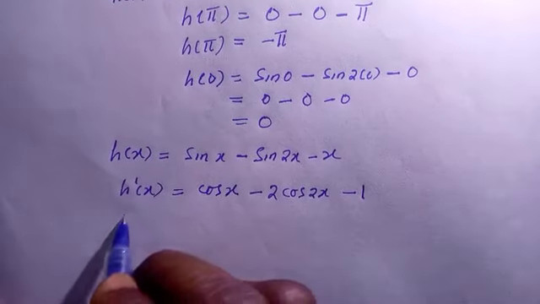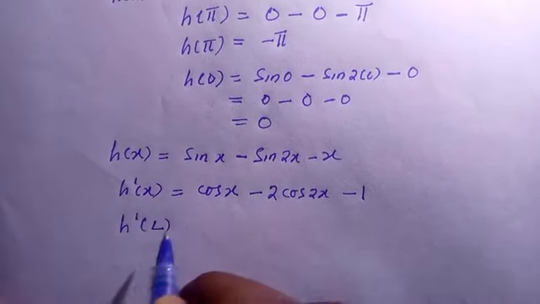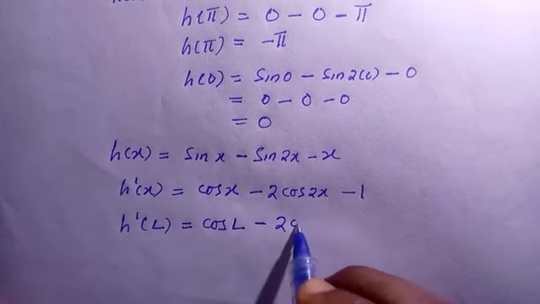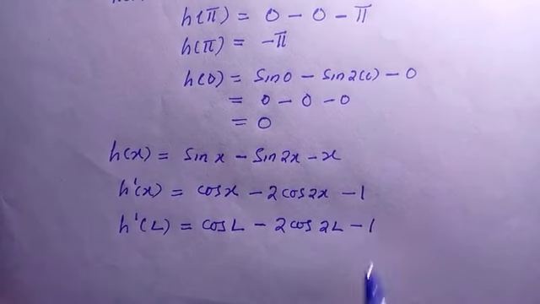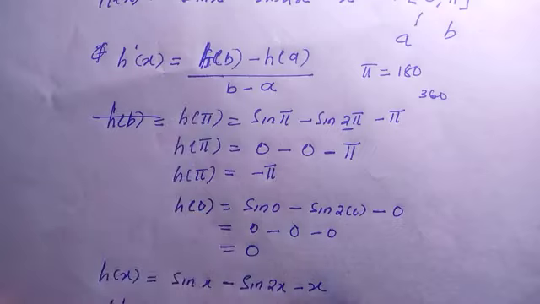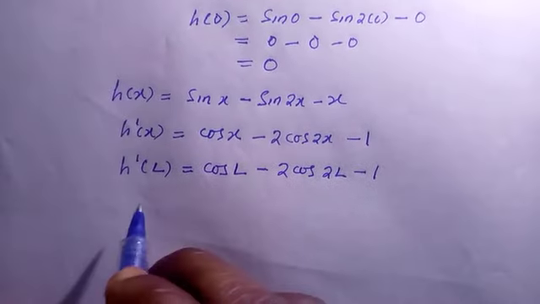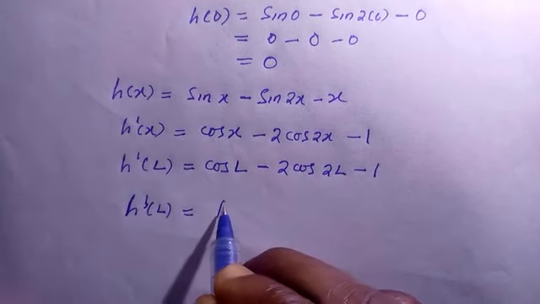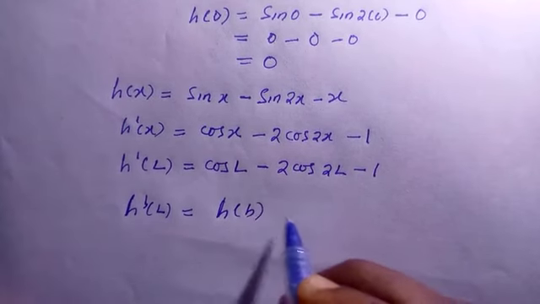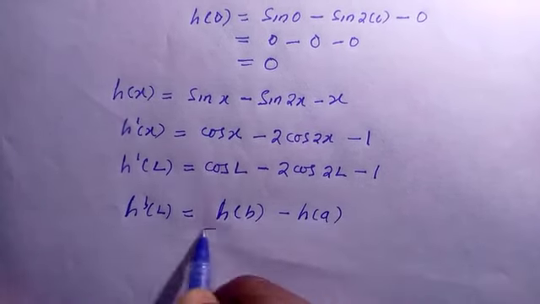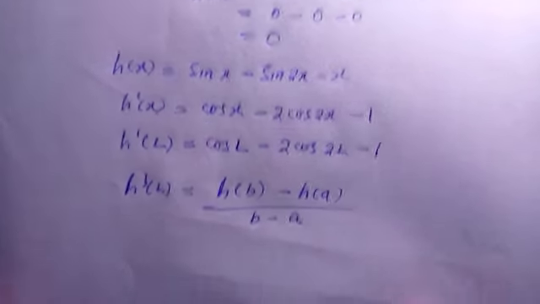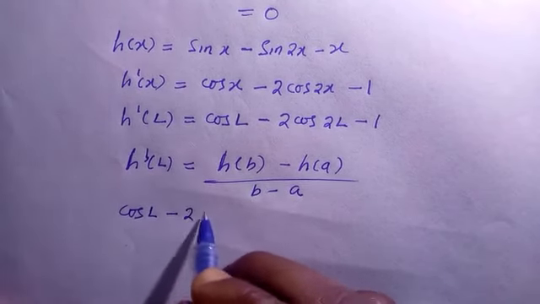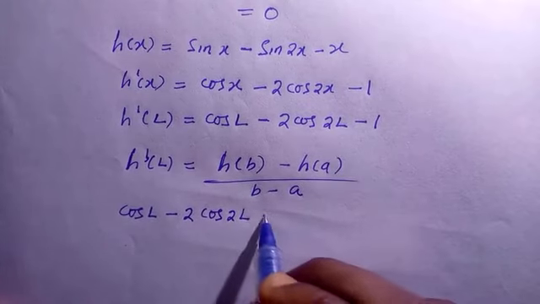Okay, and so we are just trying to replace this x with any constant. I'm going to choose L. So here we have cos L minus 2 cos 2L minus 1, and here is the value of h prime of L. Then we plug all these things that we have gotten into the formula. The formula is h prime of L equals h of b minus h of a divided by b minus a. So h prime of L is cos L minus 2 cos 2L minus 1.